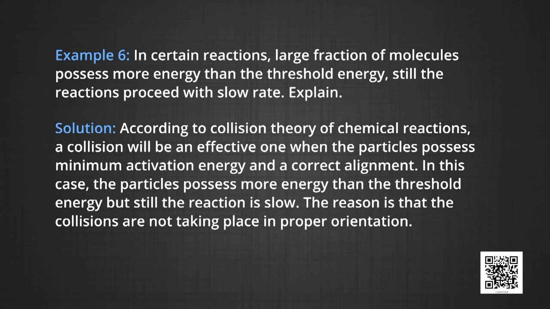Explain. The solution is, according to the collision theory of chemical reactions, a collision will be an effective one when the particles possess minimum activation energy and a correct alignment. In this case, the particle possesses more energy than the threshold energy, but still the reaction is slow. The reason is the collisions are not taking place in proper orientation. So now let me summarize what we have studied in this module.